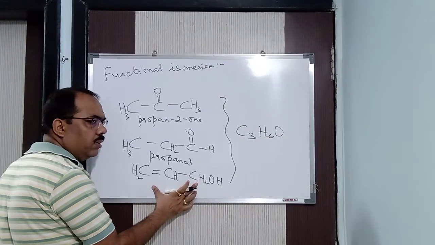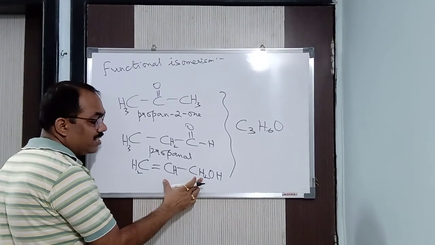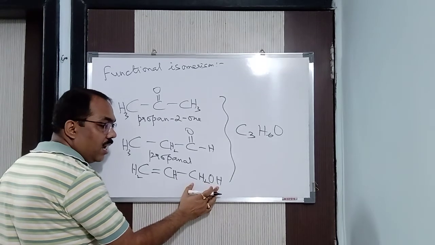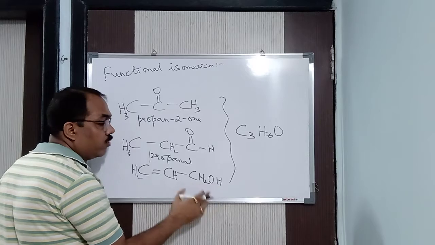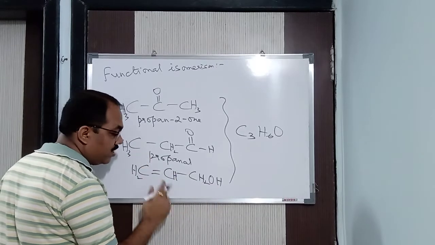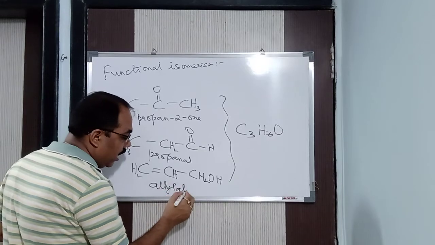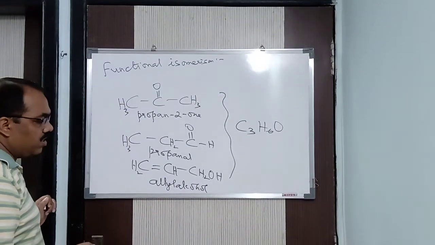What is the formula of propene? CH3CH=CH2. See, one hydrogen I have removed, and in place of that I have taken the OH group. When you remove one hydrogen from propene, it is known as allyl. It's a common name, of course. Allyl alcohol. Now if you ask me the IUPAC name, what is the IUPAC name?